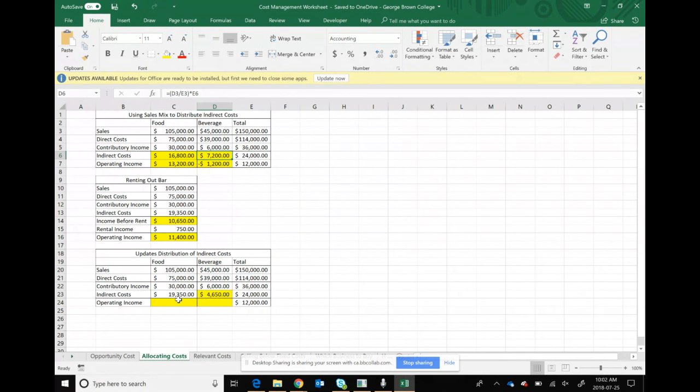So now if we calculate the operating incomes again, there we go. We see that now that we've more accurately distributed these indirect costs, we have a more accurate picture of their operating incomes. And in this case, they're both profitable departments. So no action required.